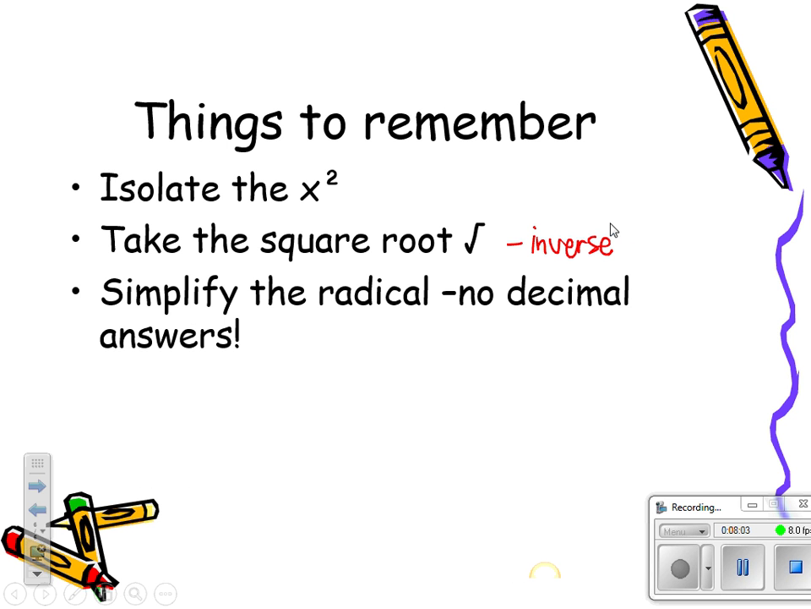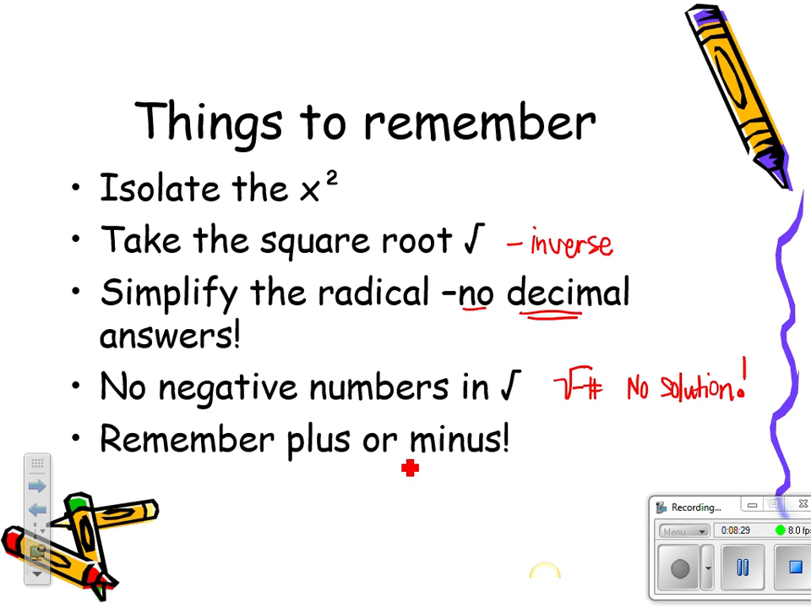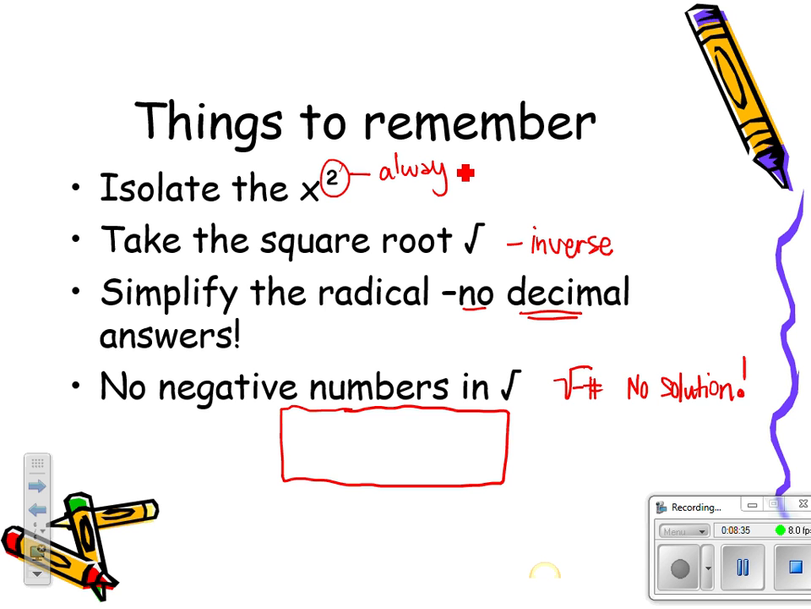We always simplify our radicals because we're not going to have any decimal answers. Okay, so that's where you need to know your perfect squares. There's no negatives underneath the radical. So if there is a radical that has a negative number, we say that's a no solution. And always remember the plus or minus because x squareds always have 2 solutions.